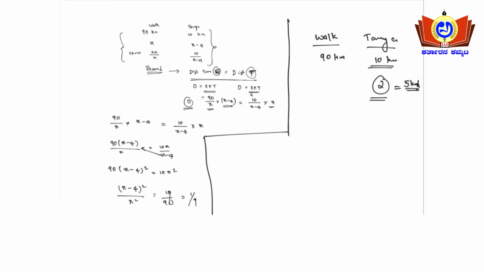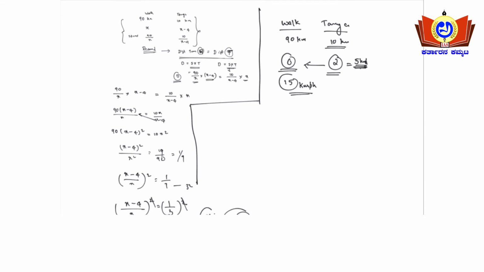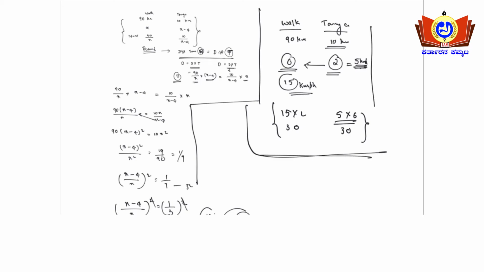If he rode for 2 hours, he walks 4 hours more, so totally 6 hours he will be walking. 90 divided by 6 is 15 kilometers per hour, and this is 5 kilometers per hour. When the conditions are interchanged, 15 into 2 equals 30, and 5 into 6 also equals 30. In a few steps only you get the answer.